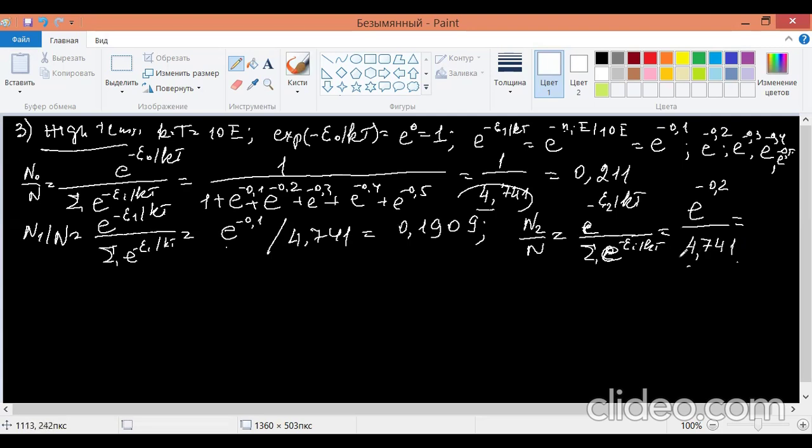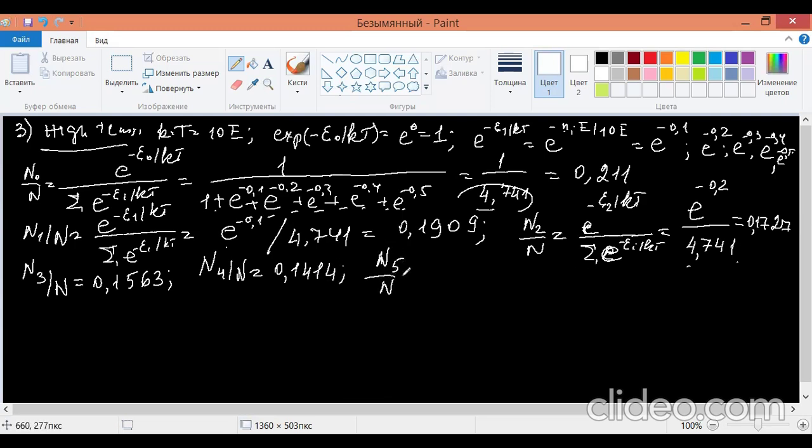Just to save space on the computer, I'm not writing this denominator in full, I'm writing its final value. It's equal to 0.1727. And without further writing in detail, I will write only the final answers. So n sub 3 over n is equal to 0.1563. N sub 4 over n is equal to 0.4414. And n sub 5 over n is equal to 0.1279. So we have just calculated the relative populations for each of the discrete energy levels, and now we are ready to calculate the average energy.